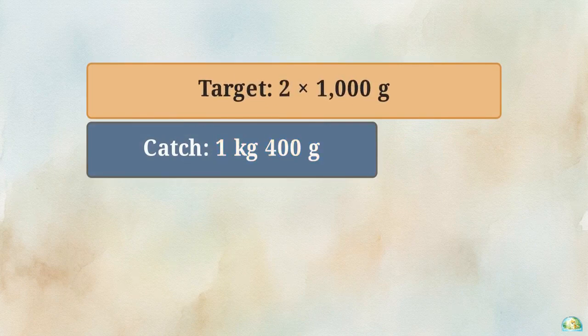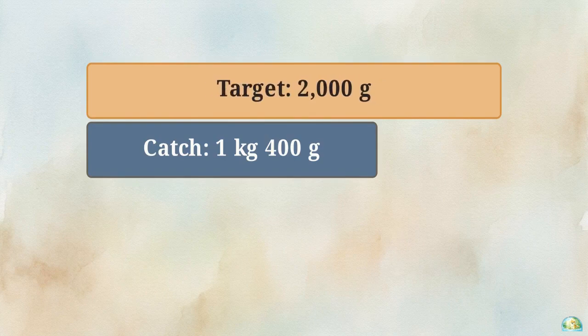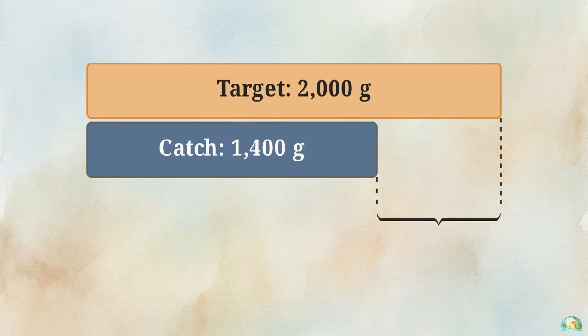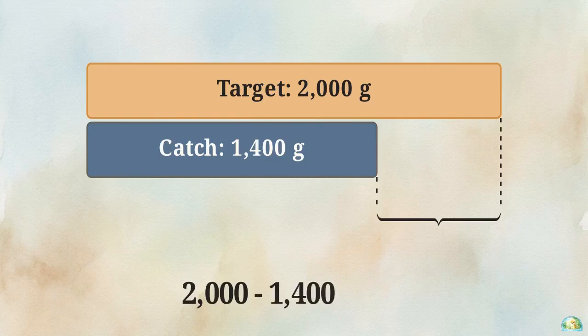This inset shows how we force both values into a single standardized unit. Let's use grams. By multiplying the big kilograms by 1,000, our 2 kilogram target becomes 2,000 grams. Wren's current catch becomes 1,400 grams. Now that the units match, the arithmetic is straightforward. 2,000 minus 1,400 leaves 600.